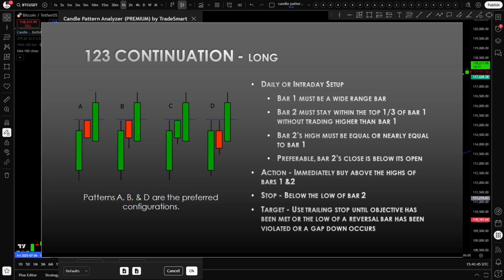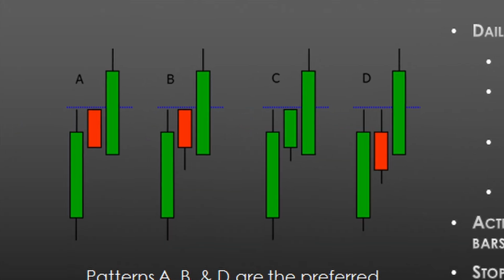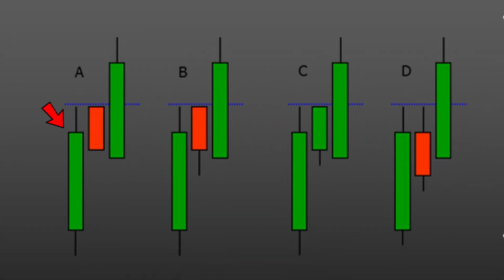The candlestick pattern which I'm talking about is called the 1, 2, 3 continuation pattern. In this pattern, the first candle needs to be green, then we need to see a red pullback candle, then a green candle that is bigger than the second candle. The pattern usually suggests a continuation in the current trend to the upside.